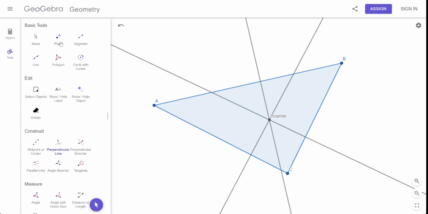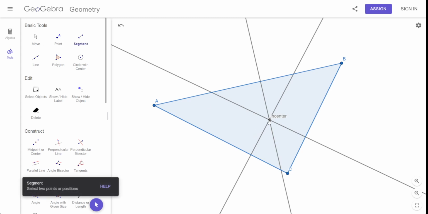I'll show you. What I want to do, I think I can just do segment. Let's do segment. What I'm going to do is click here and click right there. All right, so I got me a little line segment. I'm going to do that to all three. Watch. I'm going to go from the incenter to this point right there. See, that gives me point D, that's point E.